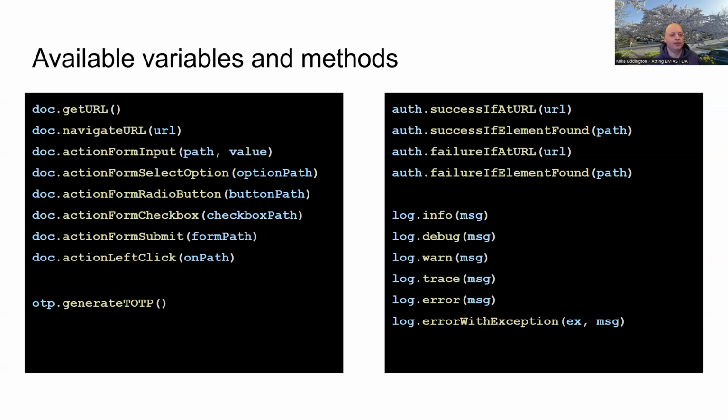On the right, we have some success and failure methods where you can say, after I perform a series of actions, authentication was successful if we are at this URL, or it fails if we are at a different URL or if a different form element is found. We also have a way to log data from the scripts that will show up in our debug log to help you trace what's happening in your scripts.